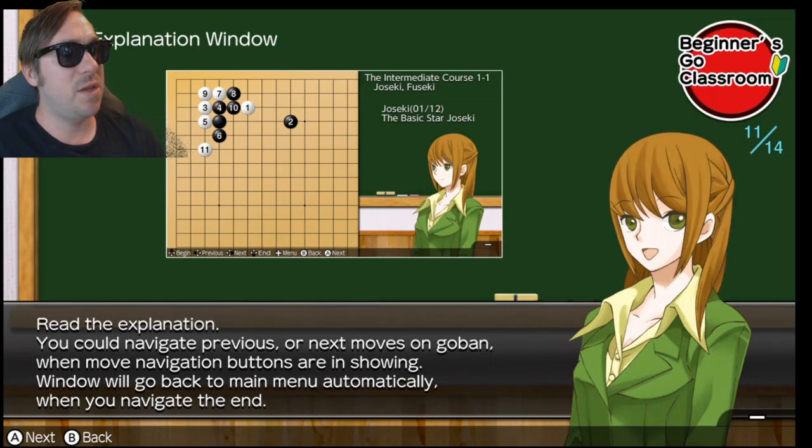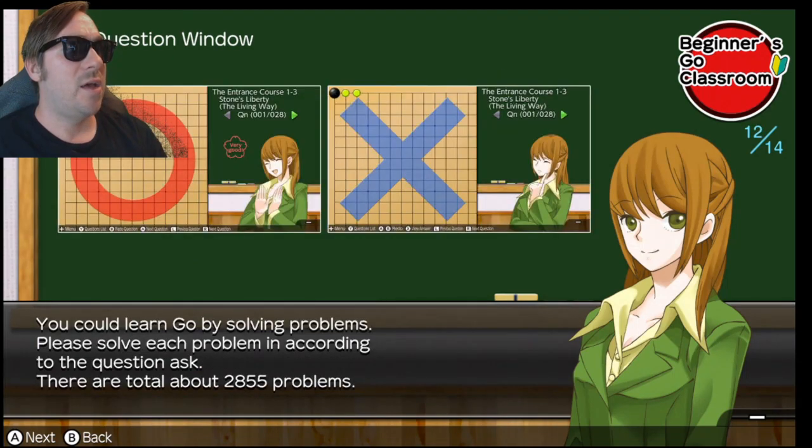Navigate previous and next menu on Goban. On move, navigation buttons are shown. Okay. And remember, our moves here are numbered. Window will go back to main menu automatically. Navigate to, okay, and then you could learn Go by solving problems. Solve each problem according to the question. There are a total of 2,855 problems.